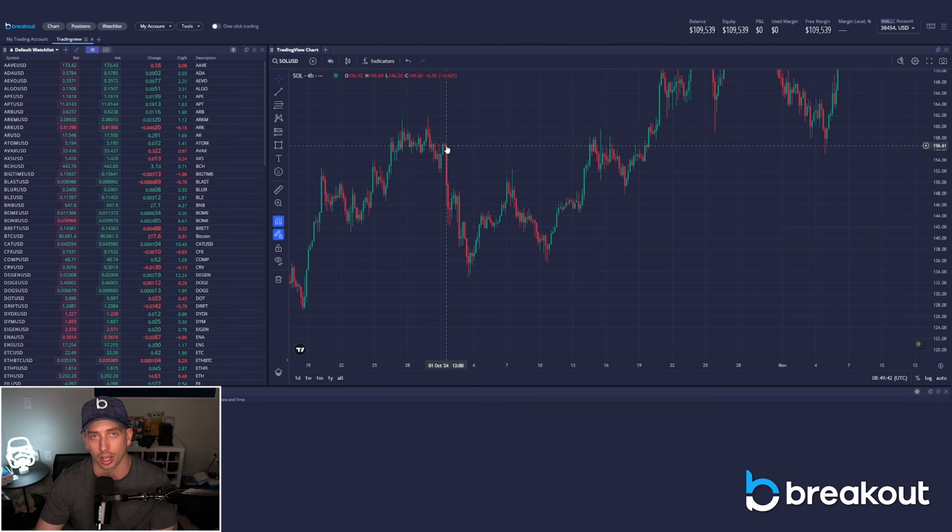Here's an example on the Solana 4-hour chart. So you can see we have this very fast, inefficient move to the downside. Price leaves this large body candle and it never trades back within it. That is a bearish fair value gap.